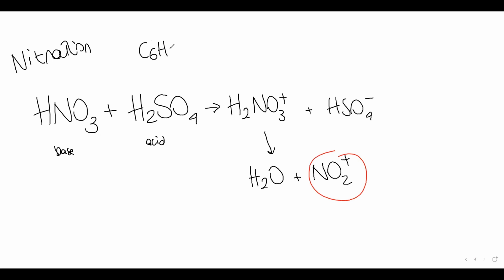So C6H6 plus HNO3 will form C6H5NO2, and it would leave behind water. That's the other product, and then we have the acid here.